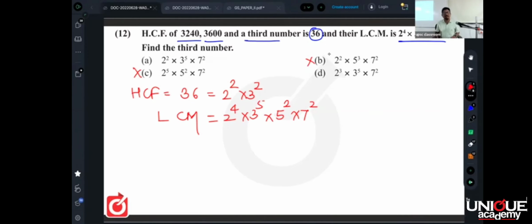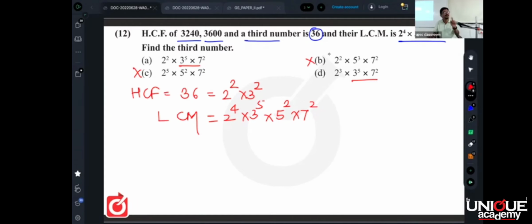But after getting these, one may get more frustrated, because options A and D have 3 raised to 5 and 7 square both common. So it is only a matter of 2 raised to 2 or 2 raised to 3. We have to decide whether it is 2 raised to 2 or 2 raised to 3. Now, to decide the power of 2 in the required number, we will be helped by HCF and LCM.